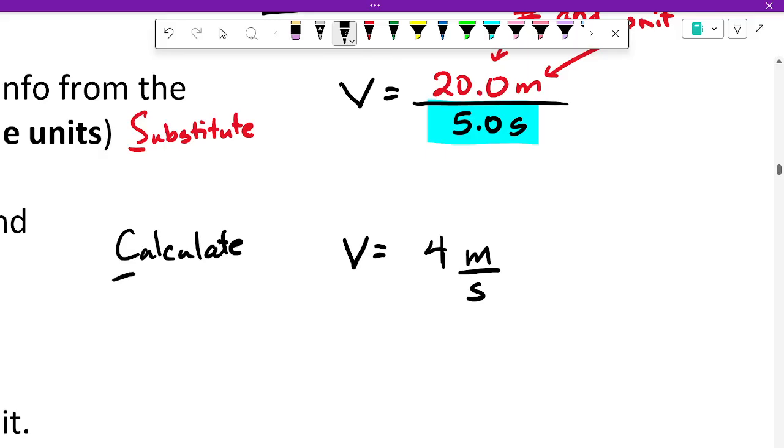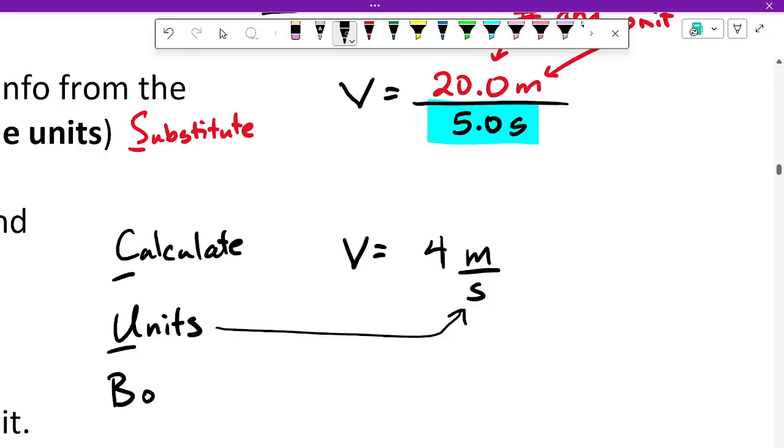Then the U stands for units. Make sure your final answer has units. B stands for box your answer.